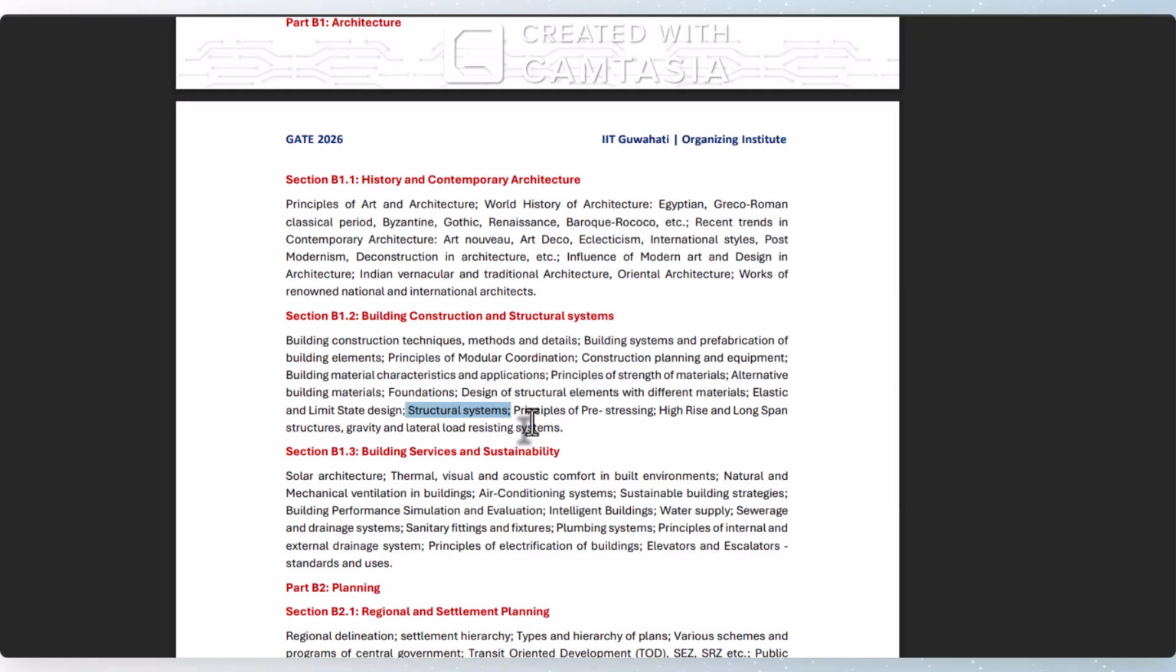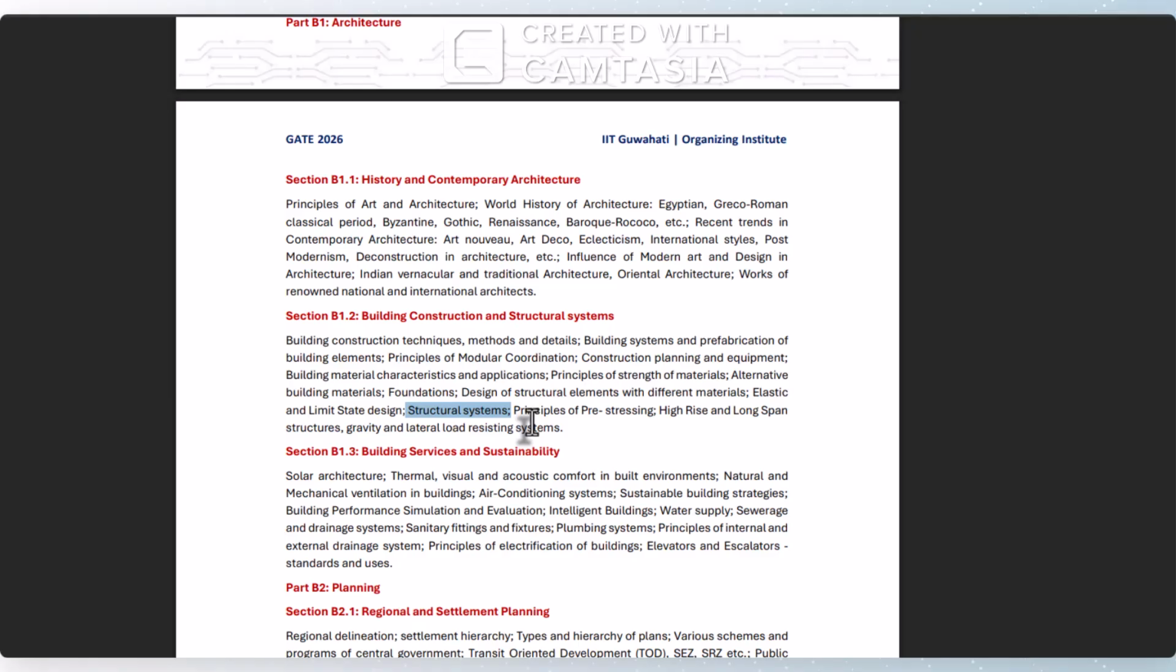Like in this section, we can expect these typical kind of question like what type of structural system is best suited for earthquake resistance, or what the main principle of pre-stress concrete.